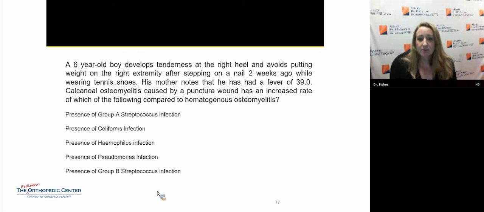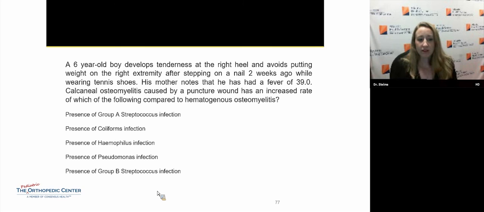A 6-year-old boy develops tenderness at the right heel and avoids putting weight on the right extremity after stepping on a nail 2 weeks ago while wearing tennis shoes. His mother notes that he had a fever of 39 degrees Celsius. Calcaneal osteomyelitis caused by a puncture wound has an increased rate of which of the following compared to hematogenous osteomyelitis?